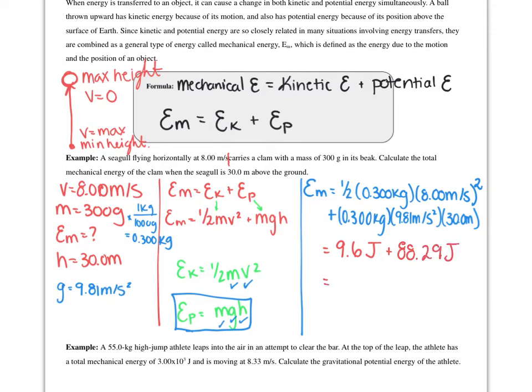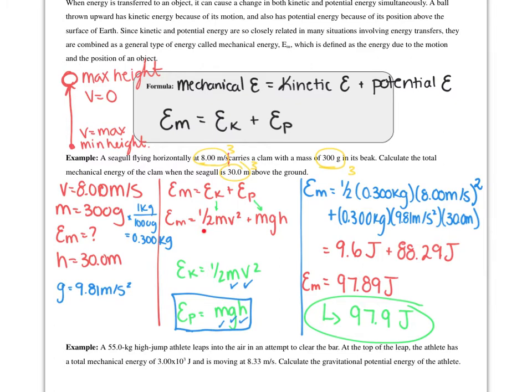So I'm just going to add those two values together to get 97.89 joules. And that is our total mechanical energy for the clam. At the end of the day here, we need to do significant digits. Everything seems to have 3 significant digits in our question, so we should round our final answer to 3 significant digits as well. That would be 97.9 joules as a final answer.